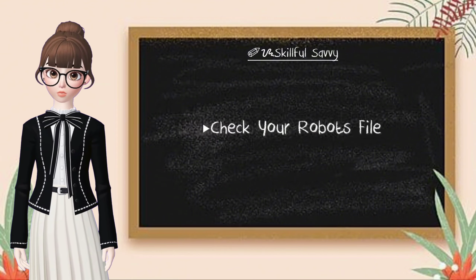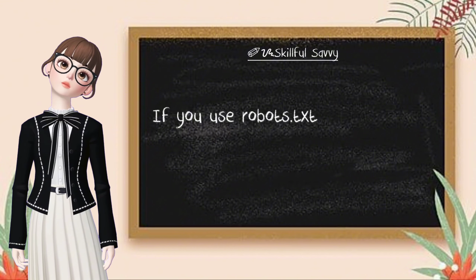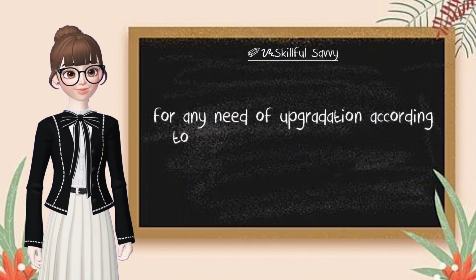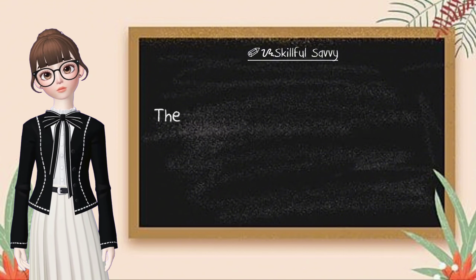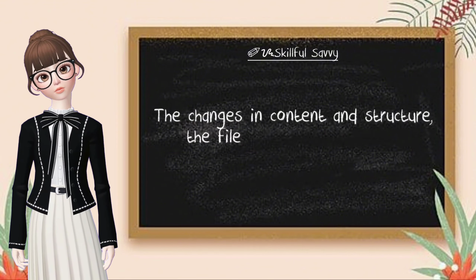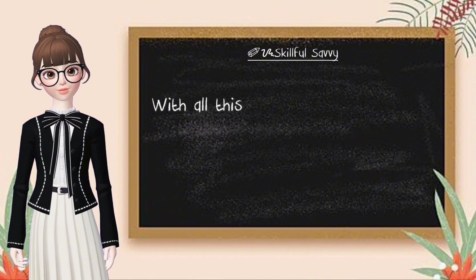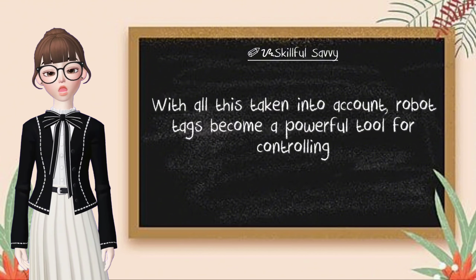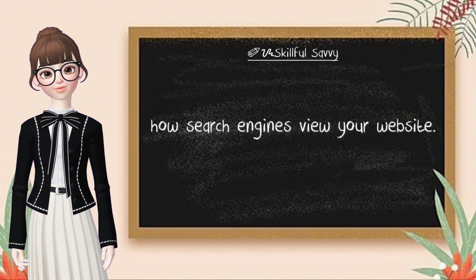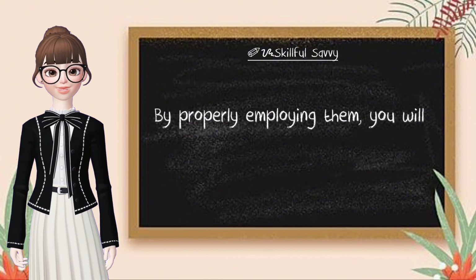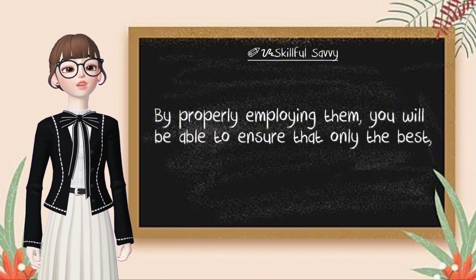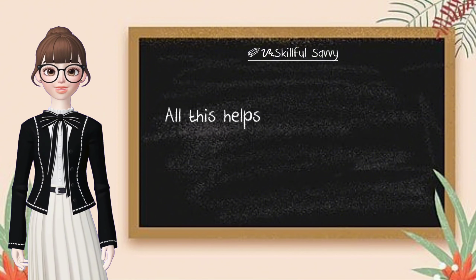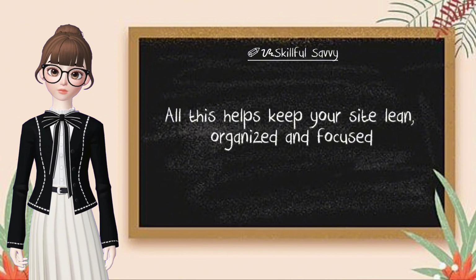Check your robots file. If you use robots.txt, then you have to monitor it regularly for any need of upgrades according to the requirements of your site. With changes in content and structure, the file may need an update. With all this taken into account, robot tags become a powerful tool for controlling how search engines view your website. By properly employing them, you will be able to ensure that only the best, most relevant pages of your site come up in a search. All this helps keep your site lean, organized, and focused.